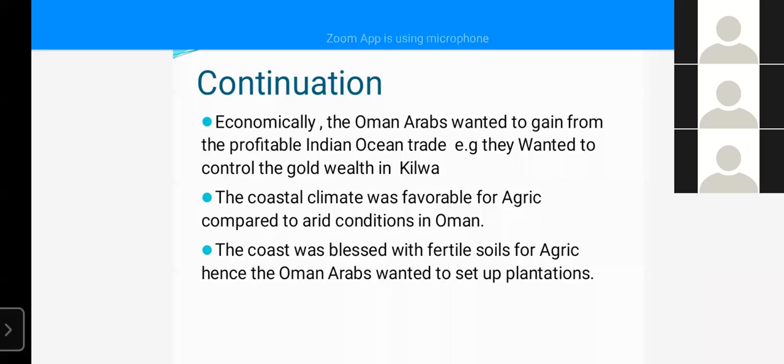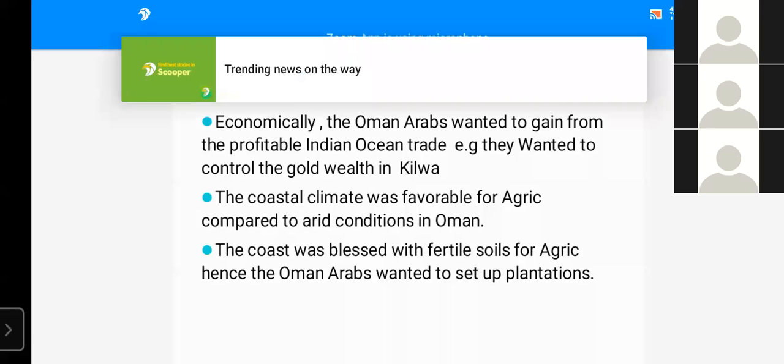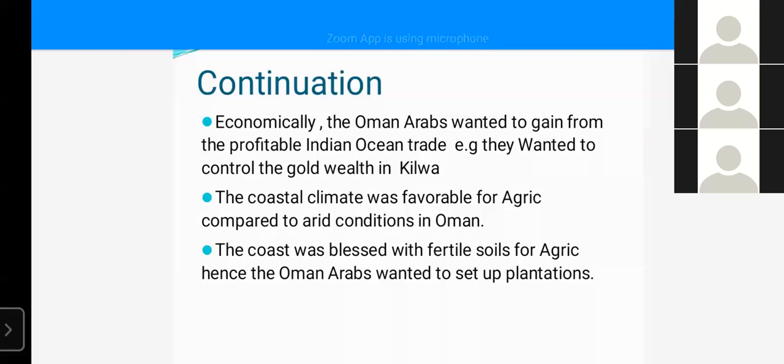Gold was in high demand. Up to now, gold has remained up there among the precious minerals. So the gold wealth in Kilwa is what made them feel they should come and have a share of what they were earning from the Indian Ocean trade.